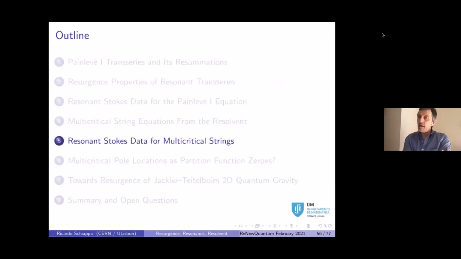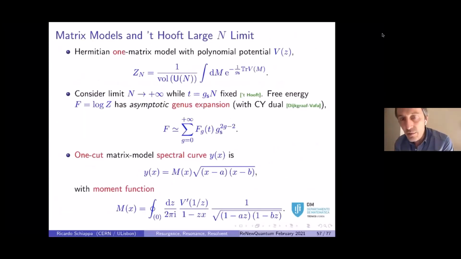All right, so very nice. We have all these guys, but we still don't have Stokes data. How can we get Stokes data? In order to get Stokes data, we go back a few years to when we were looking at matrix models. So here's the Hermitian 1 matrix model. M is an N by N matrix with polynomial potential V. And the large N limit free energy has an asymptotic genus expansion. All this, well known by now, can be found out of the spectral curve of the matrix model. Here's the spectral curve for the one-cut case with cut between A and B.